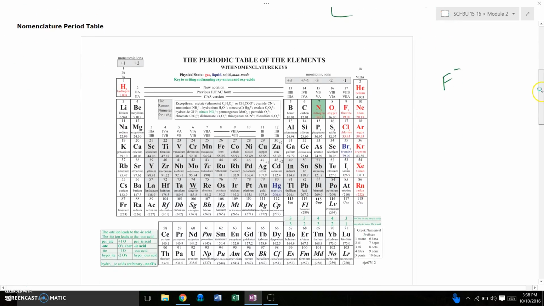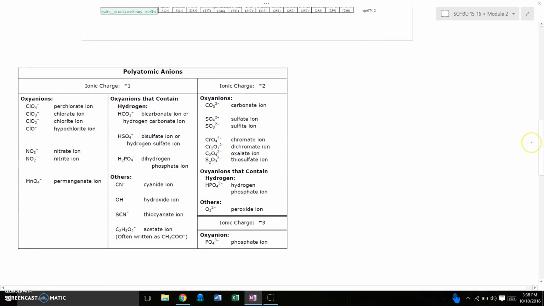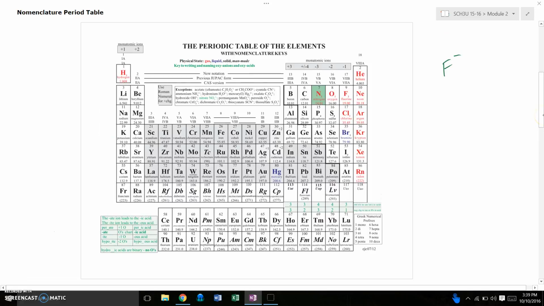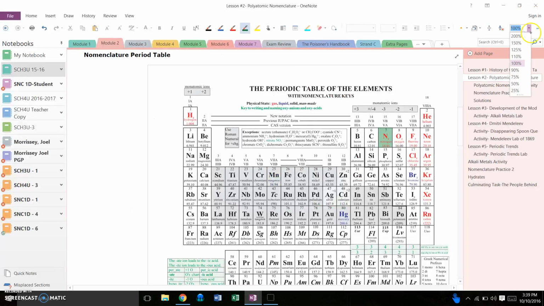Now, there are a lot of these common anions, and so you can see a lot of the oxyanions with a 2 minus charge are here. Sulfate, sulfite with 1 less oxygen, chromate, oxalate, thiosulfate. We see some other non-oxyanions. Okay, you see some with 1 minus charge, chlorate, nitrate, permanganate. There are a lot of them, and there are a lot to remember. So what we have is a periodic table of ions with nomenclature keys here that we'll use for the rest of the year. I'm just going to zoom in so you can see that a little bit easier.